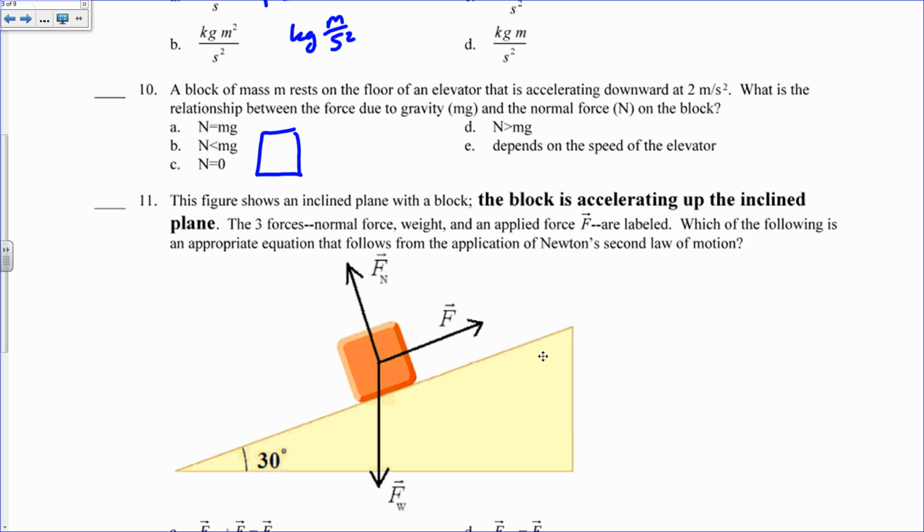A block of mass M rests on the floor of an elevator that is accelerating downward. All right, so I have this block of mass M. It's accelerating downward. Some of the forces, there's the normal force and the weight going downward. That's equal to MA. So Fn equals Fw plus MA. But if it's accelerating downward, that means that this is a negative number, so the normal force is less than the weight. So that's B for number 10.